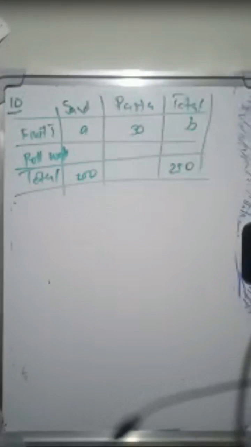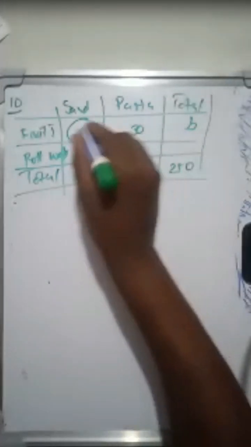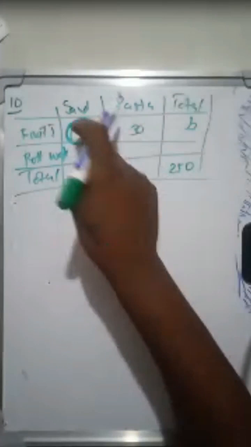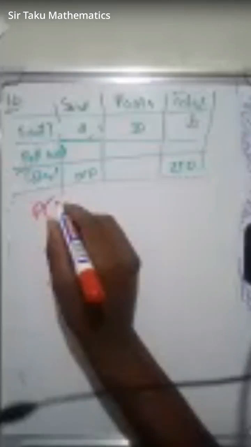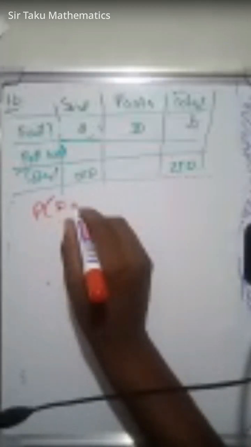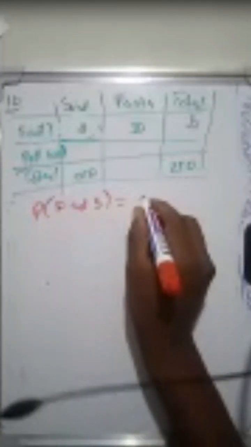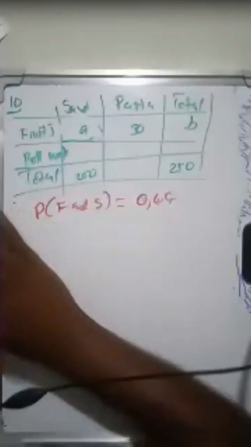Right? So now it's saying the probability of a learner choosing fruit juice and sandwich. Fruit juice and sandwich is that one. Where they meet, sandwich, fruit juice, that is their intersection. Okay? Where they meet is the intersection. So the probability of fruit juice and sandwich is equal to 0.48. Right?